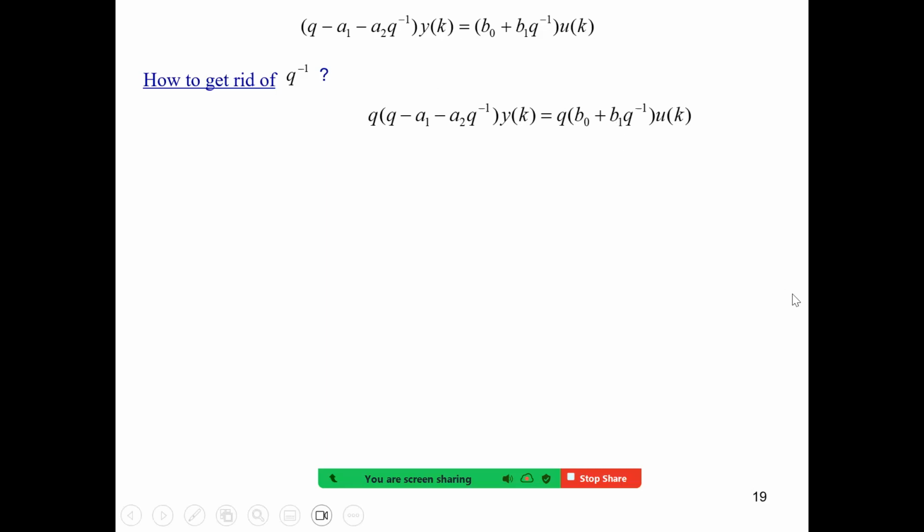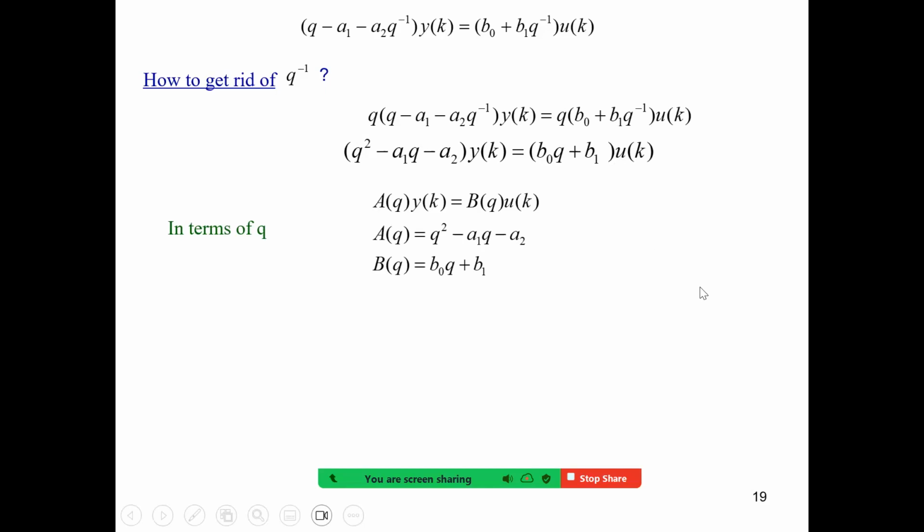Okay, you multiply both sides by q. Therefore, you end up with a polynomial of q on the left side, and this one is a polynomial of q also. Therefore, in terms of q, I can write down the equation this way. So A(q) is a polynomial of the shift operator q, and B(q) is a polynomial of q. The whole equation becomes A(q) y = B(q) u.